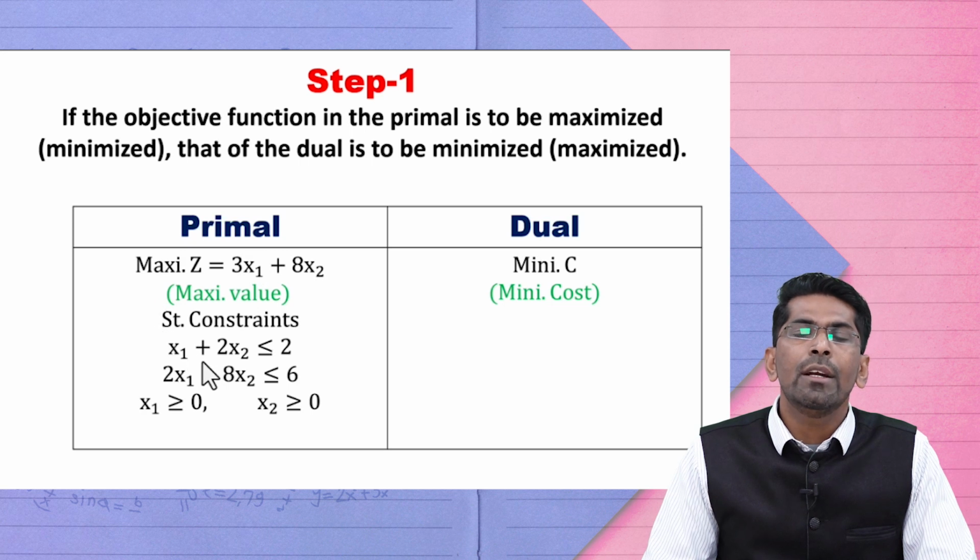This is the standard form of a maximization problem. We have an objective function, and also the inequality sign, which is the less than or equal to sign here.